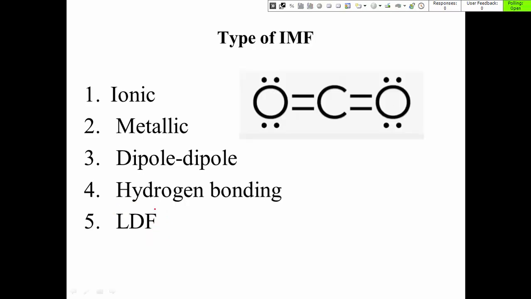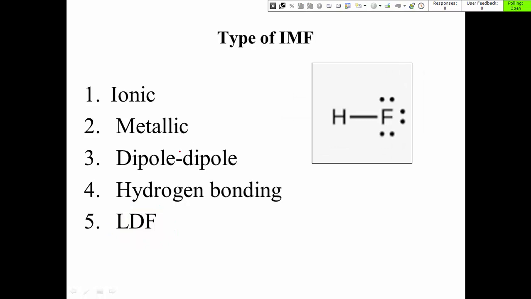CO2, nonpolar. Those lone pairs of electrons on the end don't have anything to do with that overall structure being nonpolar. The dipoles cancel in CO2 and London dispersion forces. That explains why it is a gas at room temperature. It's got weak intermolecular forces.